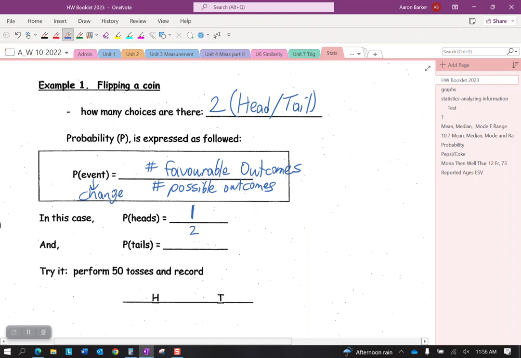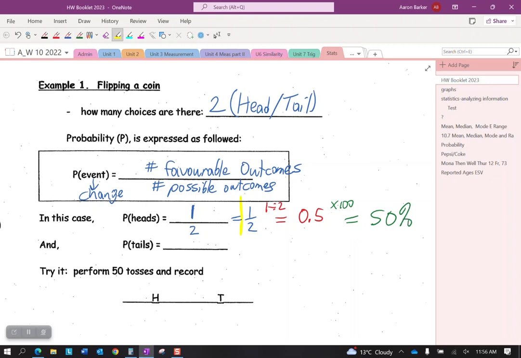So that's the fraction form. So the fraction is 1 over 2. You can turn that to a decimal by going 1 divided by 2. 1 divided by 2 equals 0.5. That's the decimal form. Then to go from decimal to percentage, we times by 100. That equals 50%. So there's the 3 forms.